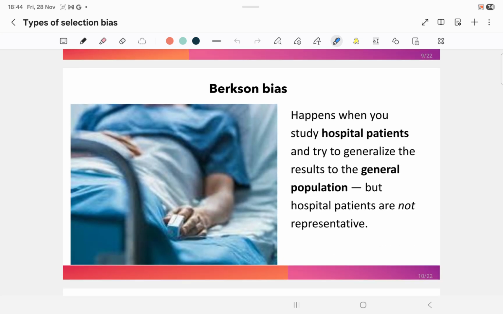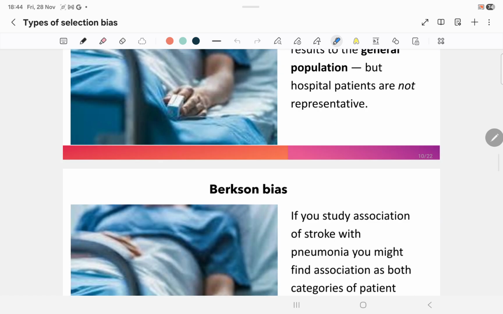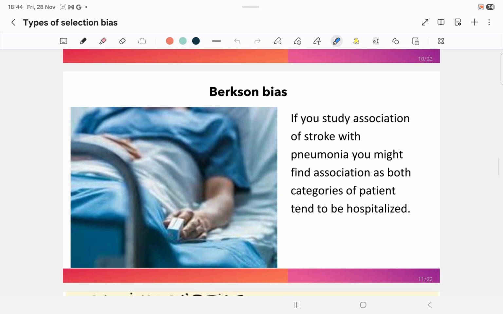Berkson bias happens when you study hospital patients and try to generalize the results to the general population. But hospital patients are not representative. So that is called Berkson bias. If you study the association of stroke with pneumonia in a hospital, you will find an association. But is there an association of stroke with pneumonia? No. But then why will you find an association?